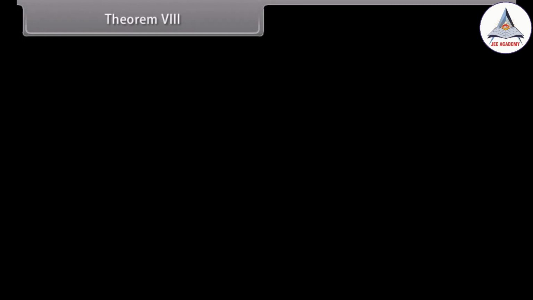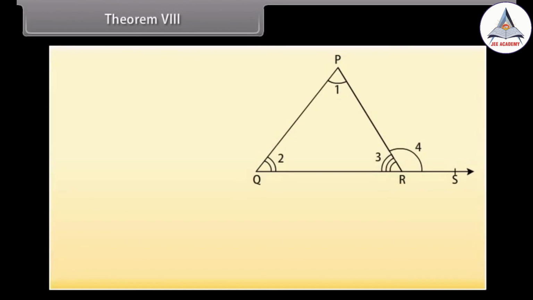Theorem VIII. Do you remember about the exterior angle of a triangle? Look at this figure. Here side QR is produced to point S. Angle PRS is called an exterior angle of triangle PQR. Is angle 3 plus angle 4 equal to 180 degrees? Yes. Angle 3 plus angle 4 is 180 degrees because these are linear pair angles.